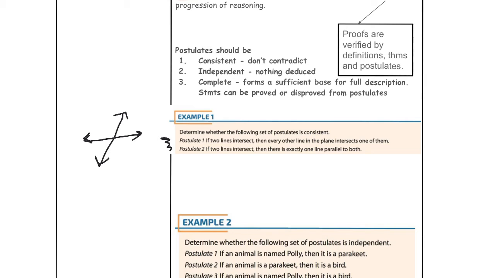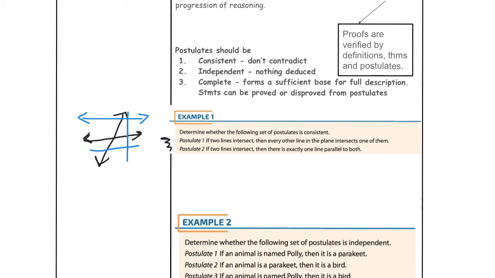All right, so let's break these down. According to postulate 1, every line in the plane must intersect one of the two lines. And that makes sense. If we draw lines like this, or like this, they will intersect one of the two black lines that I drew there.